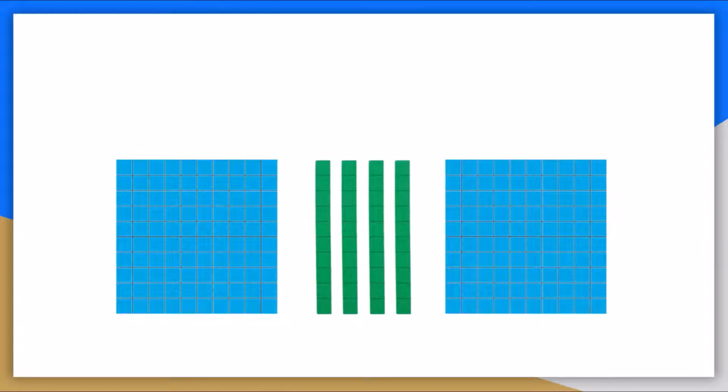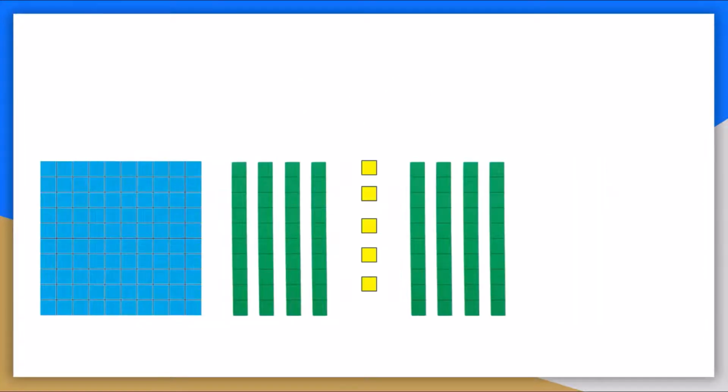Quickly subitize these pieces. What number do you see? You should have said 240 because there are 200 pieces and 4 10 pieces. What number do you see? You should have said 185.